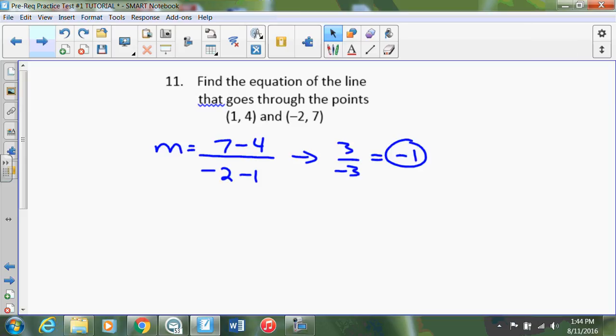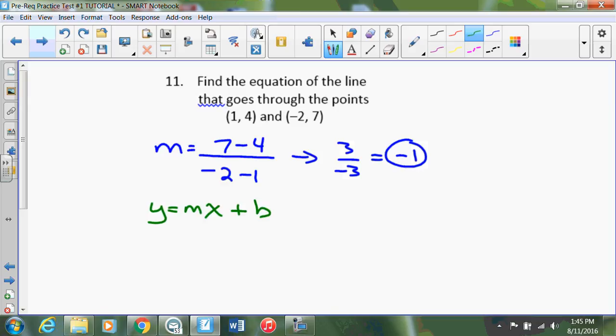And then if they want it, it doesn't say slope-intercept form. Okay, well, I'm going to use slope-intercept just because most everybody remembers y equals mx plus b. And I'm going to immediately, now that I know that the slope is negative 1, plug negative 1 in for m. And I'm almost done. I need to know what b is. And so I have a choice. I can choose (1, 4) and plug that into what I have so far, or (-2, 7).